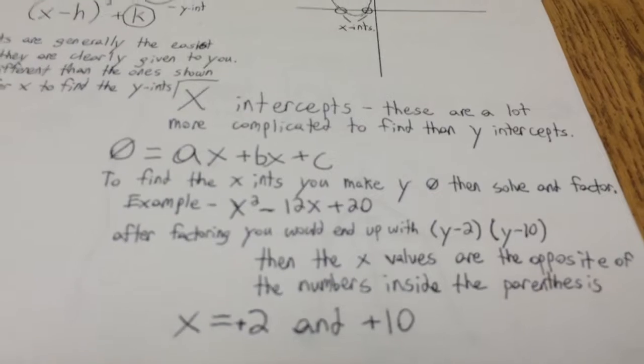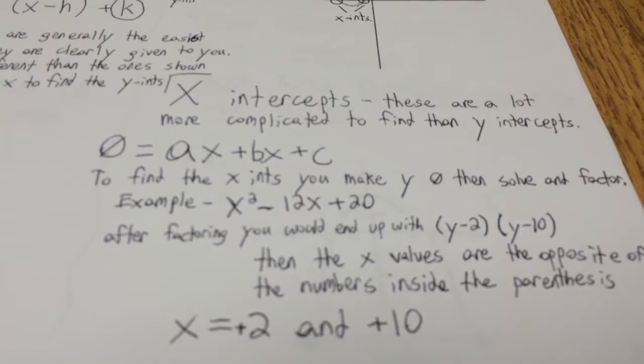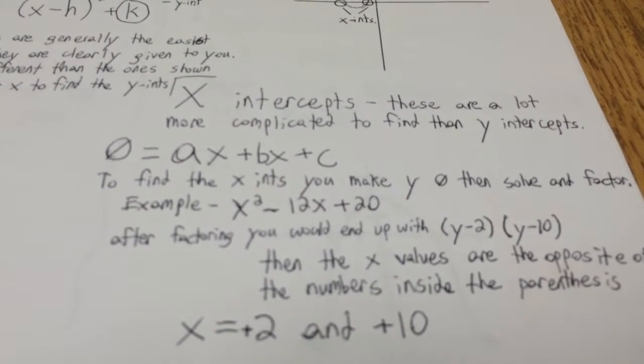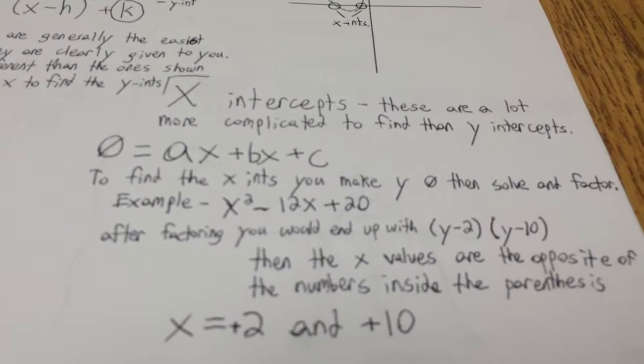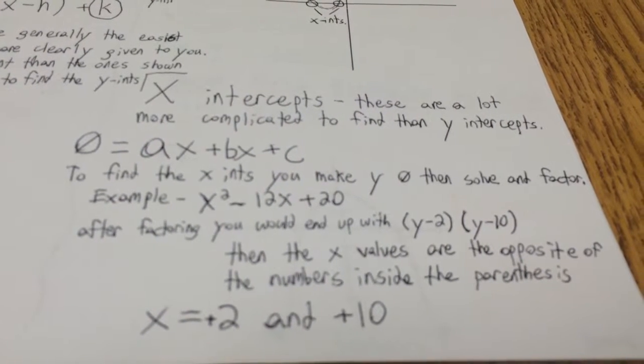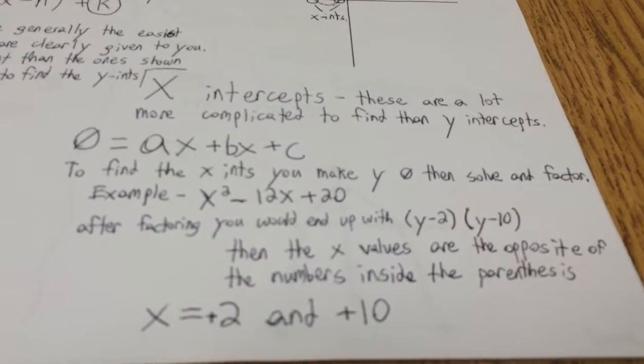X-intercepts. These are a lot more complicated to find than the y-intercepts. 0 equals ax² plus bx plus c. To find the x-intercepts, you make y 0, then solve and factor.